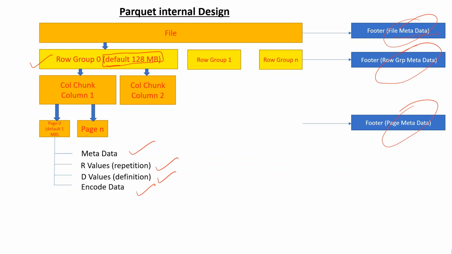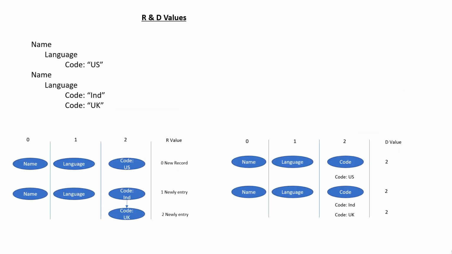Next slide, let's talk about the R value and D value. What are these R and D values? Sometimes, when you are storing data in a Parquet file, it may be a nested structure, because Parquet supports that. In this example, we have a nested structure: name, then language, and then code. Under the code, we are storing the value, let's say in this case USA. In another example, we have name, language, code with India, and in the third we have code with the UK.